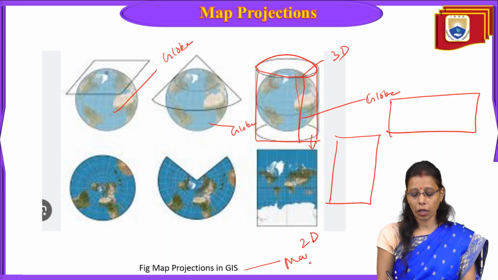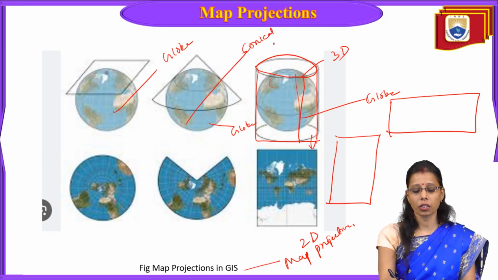So this is called map projection. Now here you have a conical projection. So what does the conical projection do? Here you see there is a globe. This is a 3D globe.